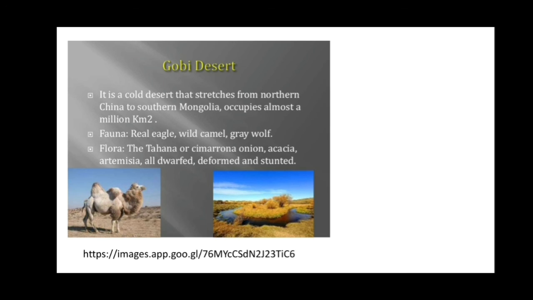Again, the Gobi Desert. This cold desert stretches from northern China to southern Mongolia and occupies almost 1 million km². Fauna: eagle, wild camel and gray wolf. Flora: the tahana or the Cameron onion, acacia, all dwarfed, deformed and stunted.